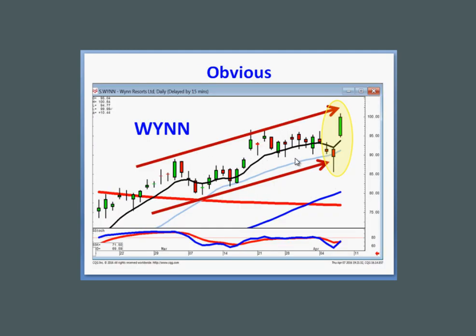So today, Wynn Resorts did a nice hammer signal. Where did it do it? At the bottom of this trend channel. And they gapped up through the T line. What's this tell us about our trend? We're probably still in an uptrend.